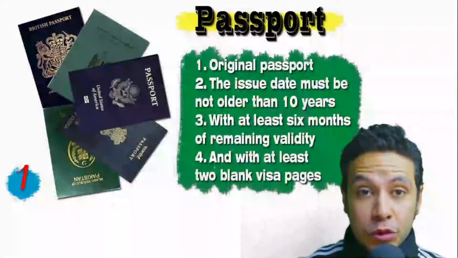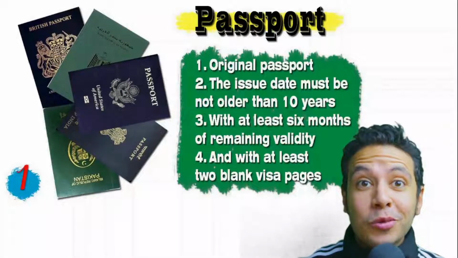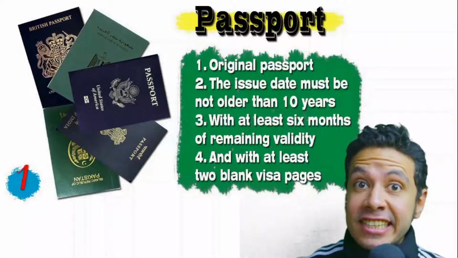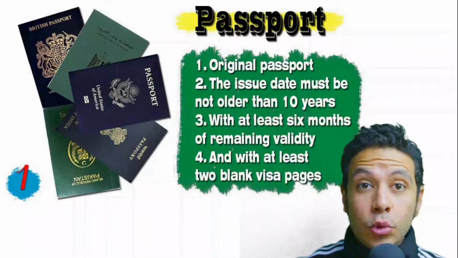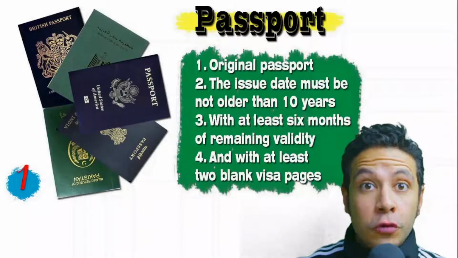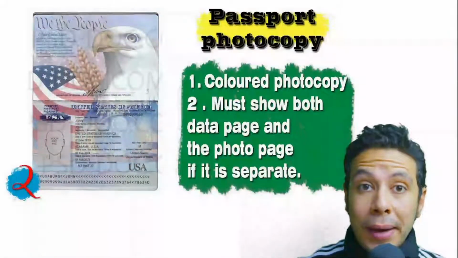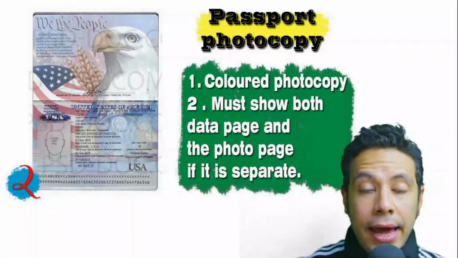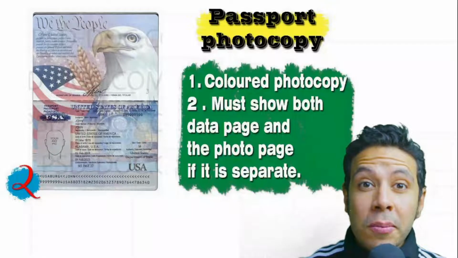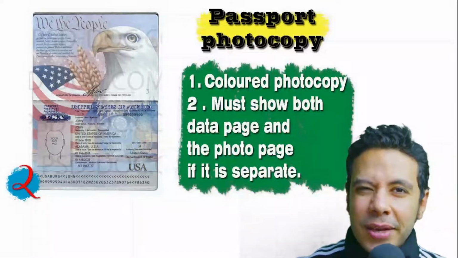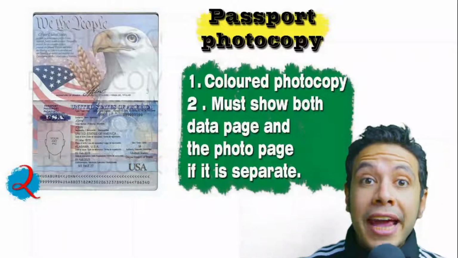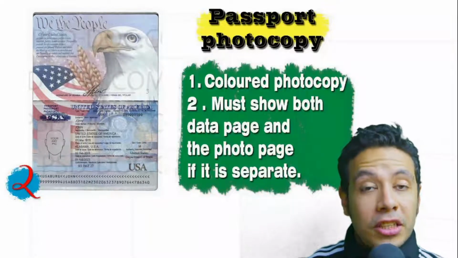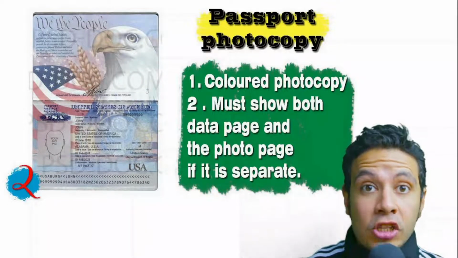So what are the required documents that you will need while applying for any visa? Speaking about your passport, it must be original, and it must not be older than 10 years, with at least 6 months of remaining validity, and with at least 2 blank visa pages for the stamps. In many cases, you will need also a passport photocopy. It might be 1 copy or more than one, and it's preferred to be colored, and both data page and photo page must be shown if separated. In some cases, you might be required to photocopy every single page of your passport, but in general only the data page and the photo page are the needed ones.